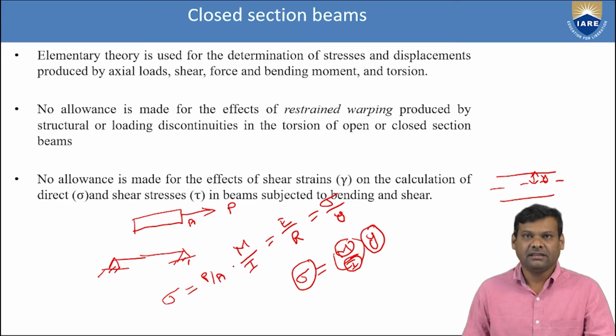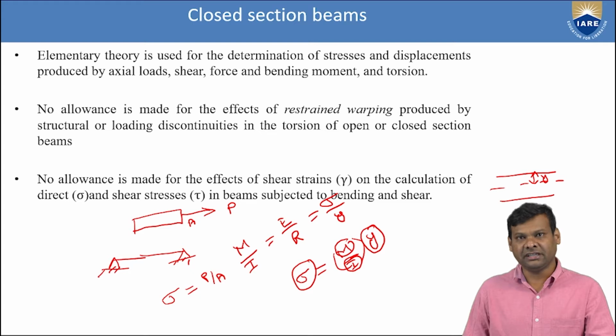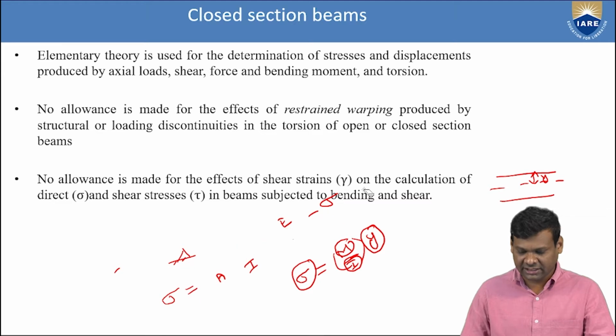Now, while deriving these formulas, we have assumed that the medium is continuous, with no restriction on the degrees of freedom. In this section, we are going to introduce a restrained degree of freedom. That is, we are constraining one degree of freedom and looking at how the stress and strains vary within closed section beams as well as open section beams. Going to the next slide.